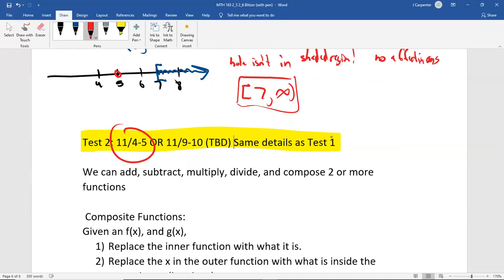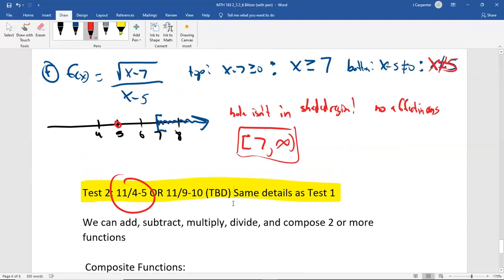So hopefully we'll have a better feel for things. All right, so we'll talk more about the test as it comes up. But for now, let's get back to 2.6.